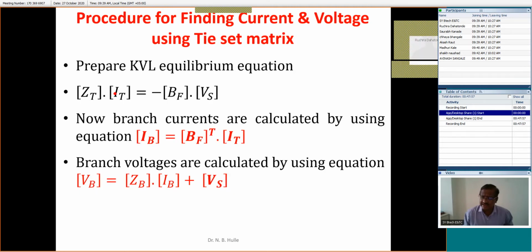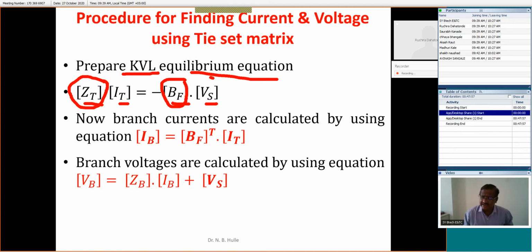And then next we will prepare the KVL equilibrium equation: ZT into IT is equal to minus BF into VS. In this equation, ZT is already calculated by us, BF is already calculated by us, VS is already known to us, so we are able to find out IT. Means indirectly we are able to calculate the loop currents, that is, the tie-set currents. Means we are able to find out this value of the loop current or tie-set current.